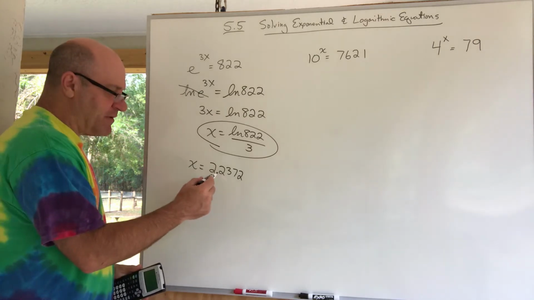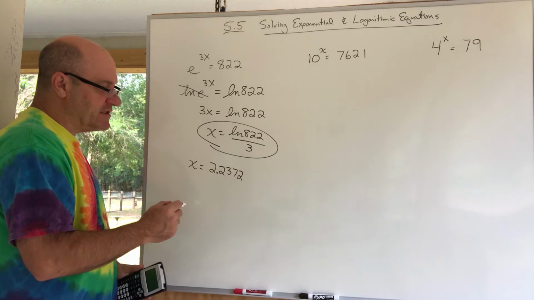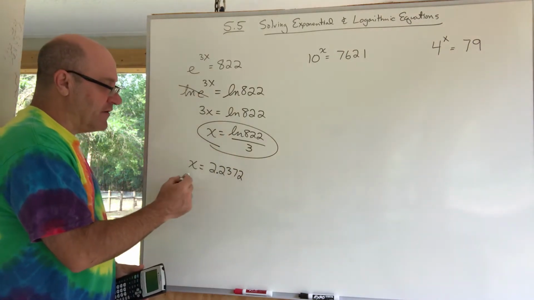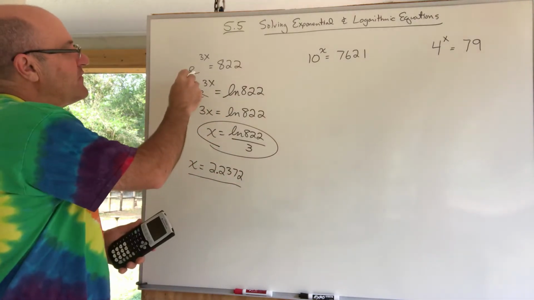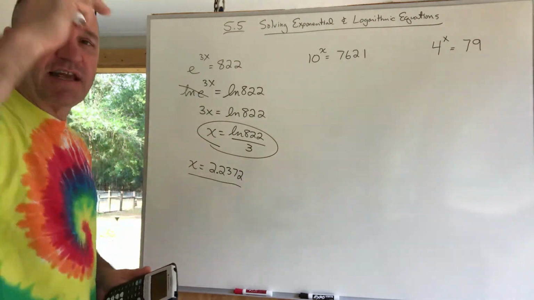I think I noticed our homework says round to 4 decimals. Maybe sometimes I might have said round to 3 decimals. It depends what the directions say. But there's the pure exact answer, but if I round it off, there it is. But the theme is, if you're trying to undo the e function, let's use a natural log, if it's base e. Now look at the next exponential equation.